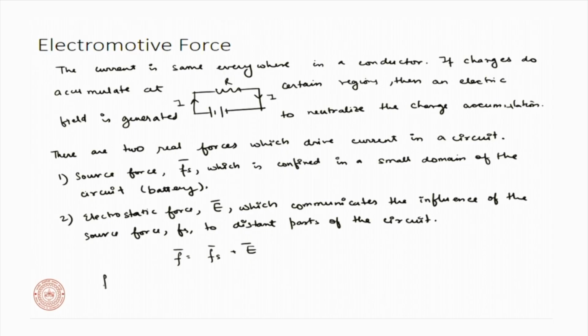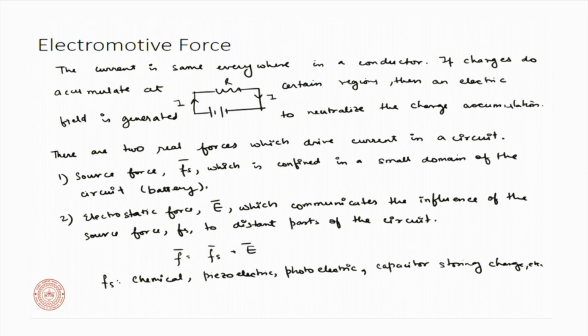So, where Fs, it can be any kind of force, it can be a chemical force from a battery, it can be piezoelectric, it can be photoelectric, it can be anything else, it can be a capacitor storing charge, etc. So, it can be any kind of force or any kind of device which on stimulus can generate a potential difference, allowing the charges to flow across the circuit. All right. And then the effect of this force is determined by the electromotive force.